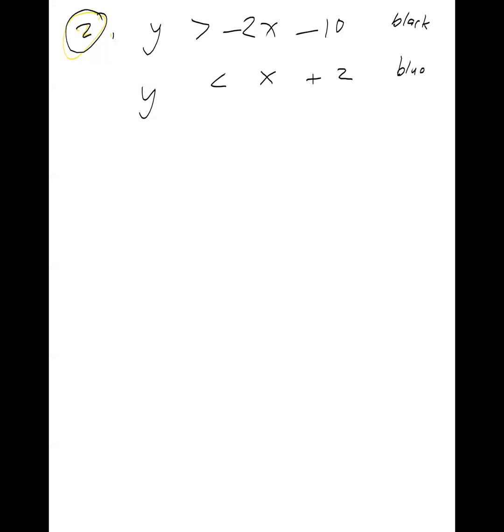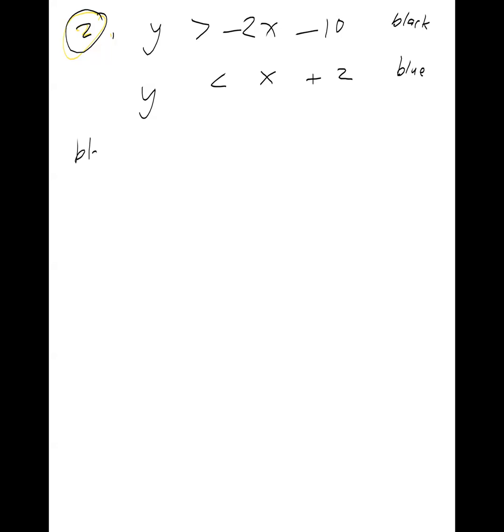Okay. So example 2, let me go back to black. Sorry, my fault. Example 2 says y is greater than negative 2x minus 10, and then y is less than x plus 2. And now this is when you have to think about slope and things like that. I'm going to make the first one black, then I'm going to switch to blue for the second one. There we go. So let's draw the black line.